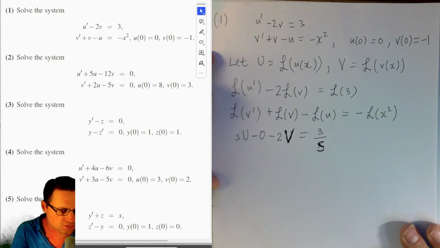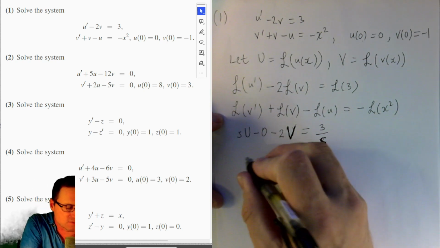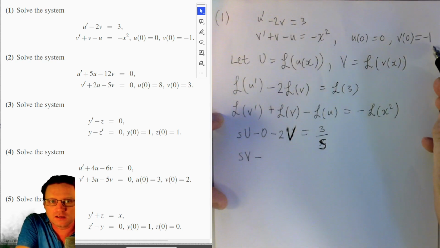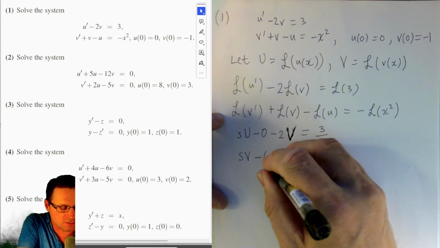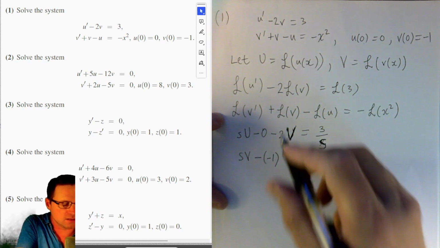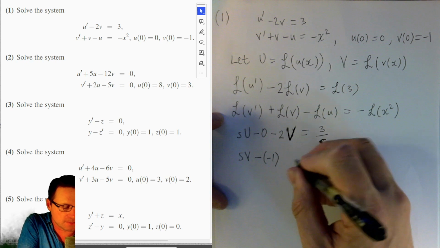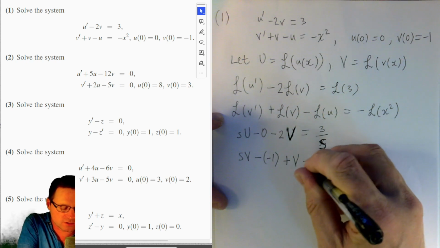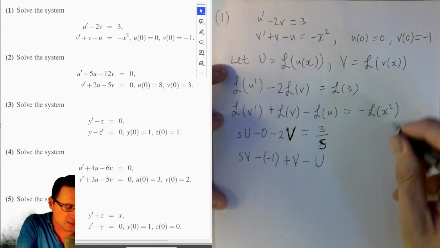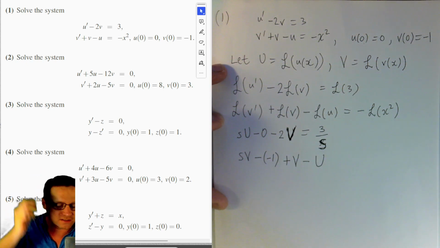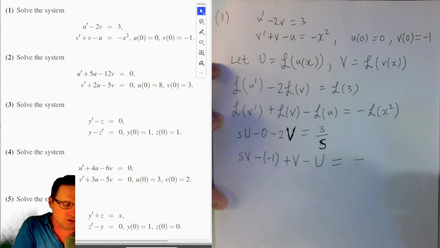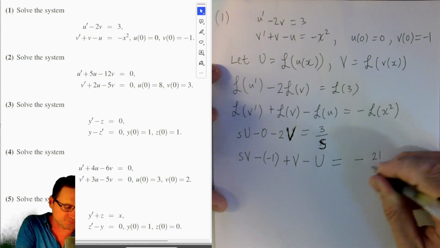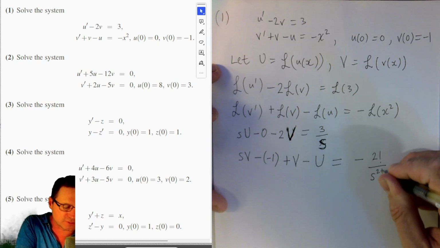Okay, and so now let's go down to the second line. The Laplace transform of v dash is sV minus v of 0, so minus minus 1. Laplace transform of v is uppercase V, Laplace transform of u, uppercase U, and then over here we have x squared. So Laplace transform of x squared is 2 factorial over s to the power of 2 plus 1.